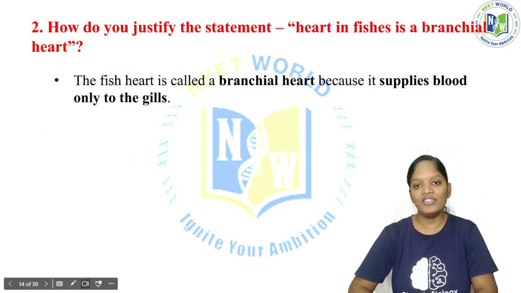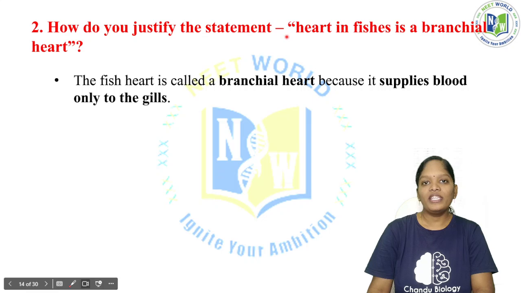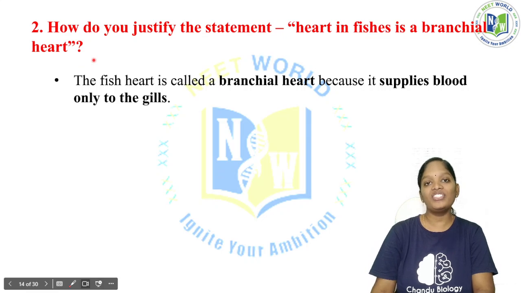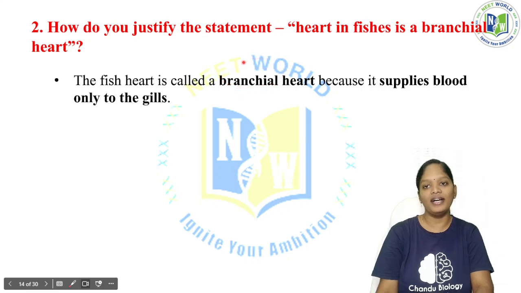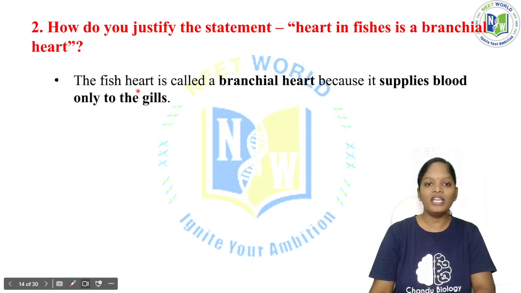And how do you justify the statement that the heart in fishes is a branchial heart? See here, what are they saying? The heart in fishes is a branchial heart. Why are we saying the heart in fishes is called a branchial heart? See, here is the answer. Because it supplies blood only to the gills. So the fish's heart is called a branchial heart. Why? Because this heart which is present in the fish is supplying blood only to the gills, not anything else. Okay, so that is why the fish heart is called a branchial heart. This is the exact reason.